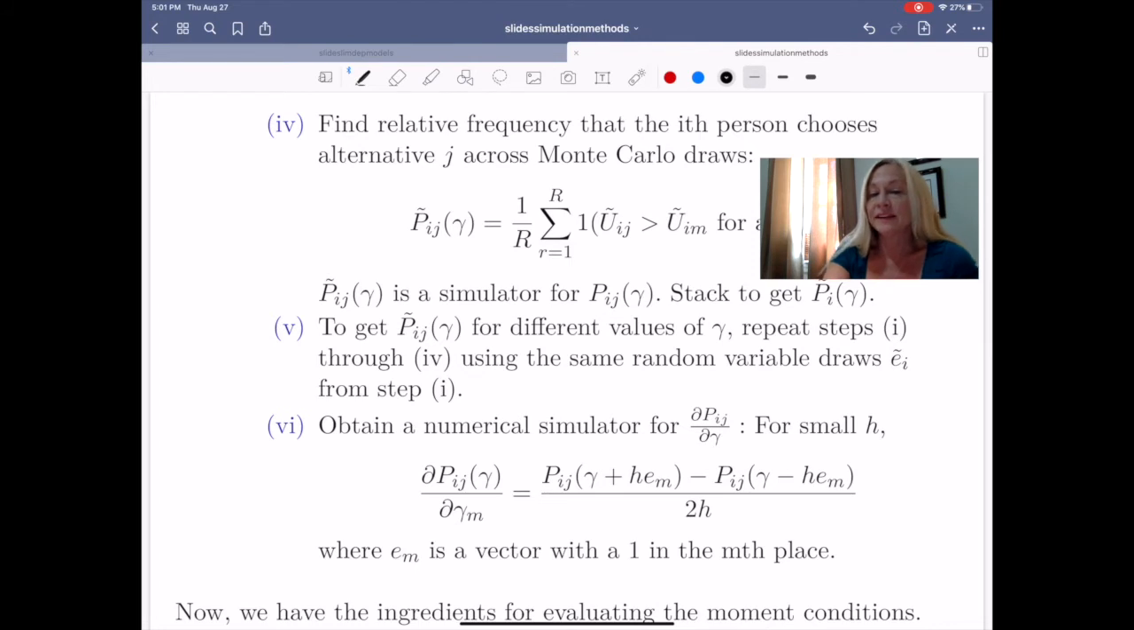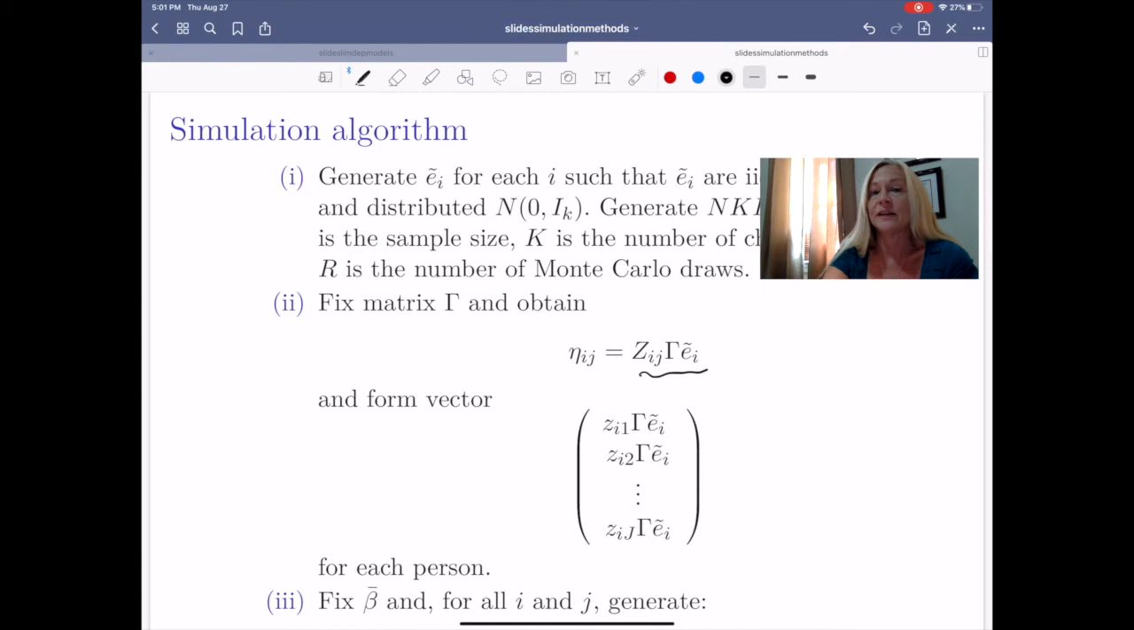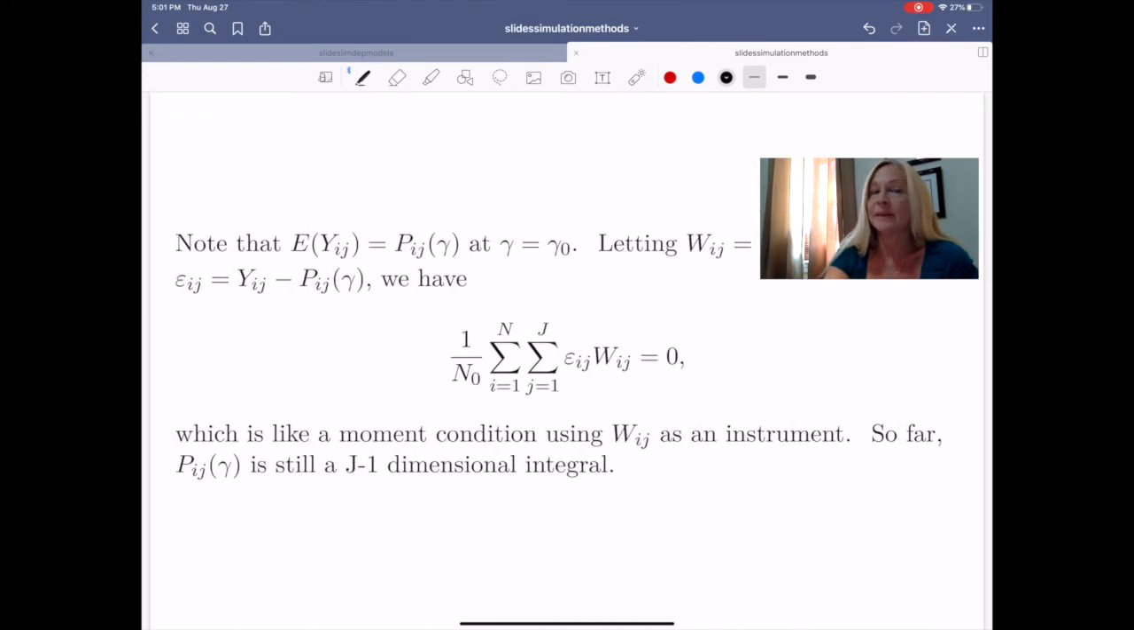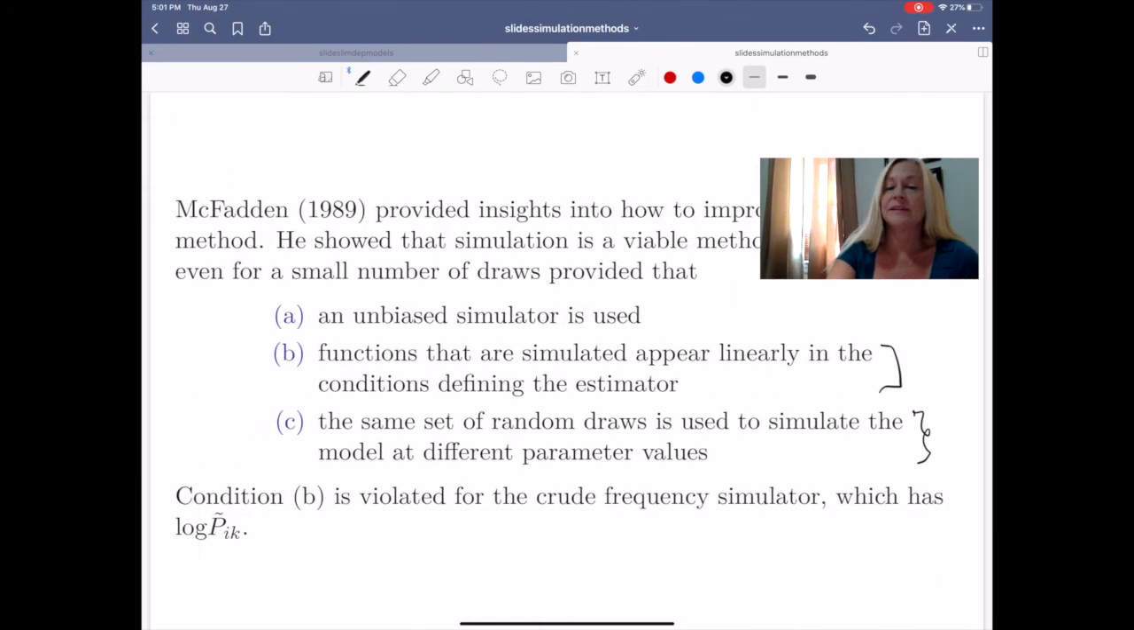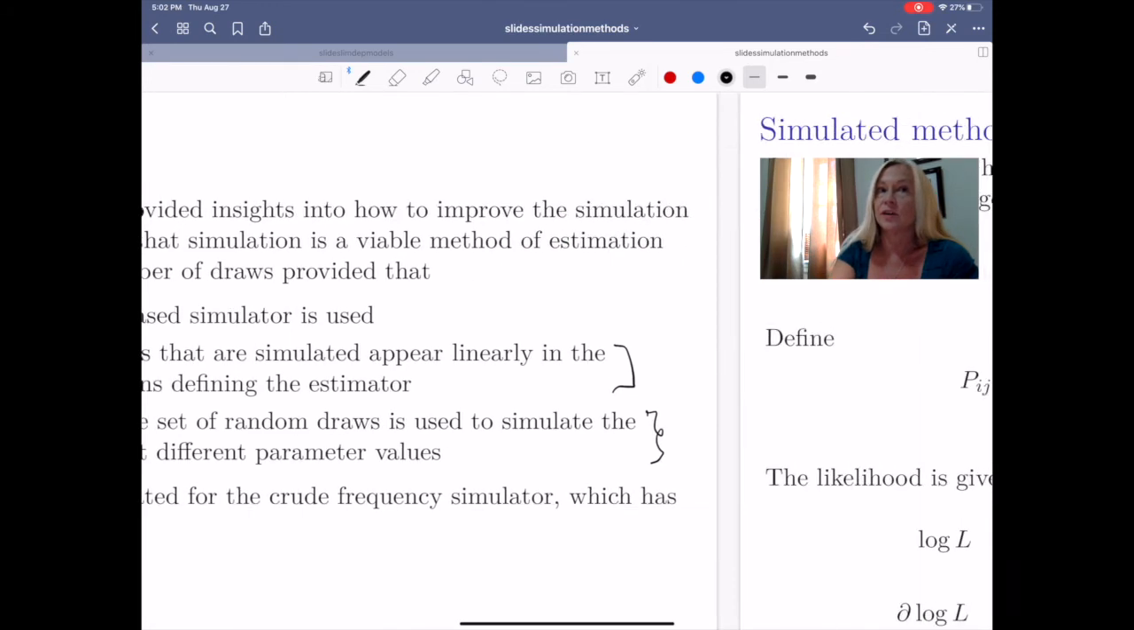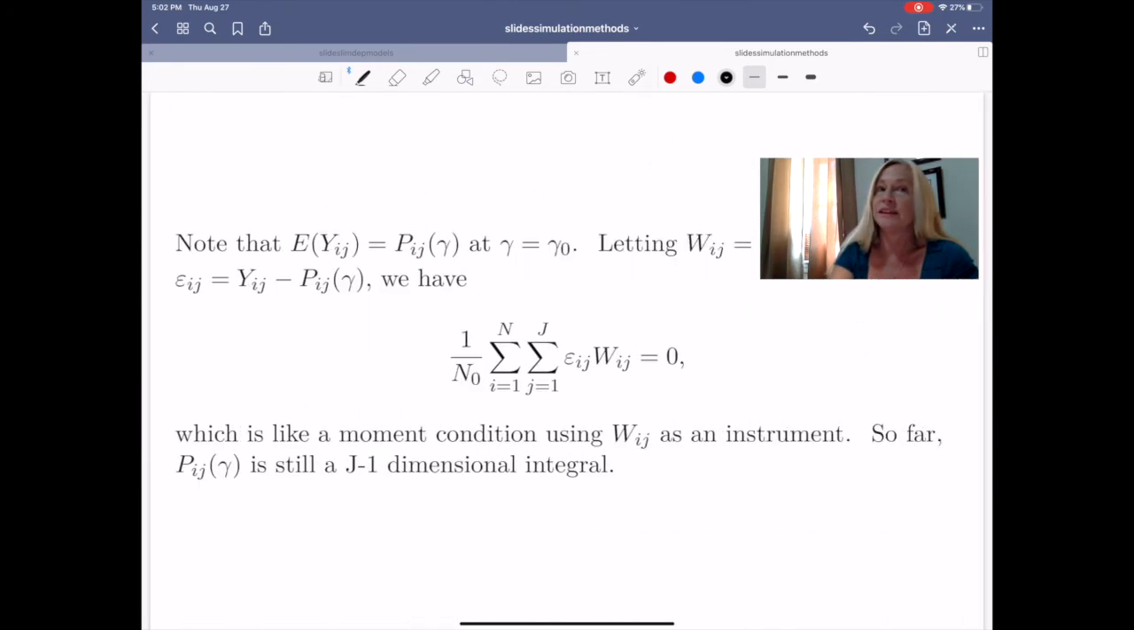And the crucial thing is that when you switch to new parameter values, you compute the objective function, and then your optimizer is going to send you to some new parameter values. When you get the new parameter values, you keep these epsilons the same. You don't keep redrawing the epsilons. That was what McFadden said is important for the performance of the estimator: the same set of random draws is used to simulate the model at different parameter values. So you don't keep changing the e's.